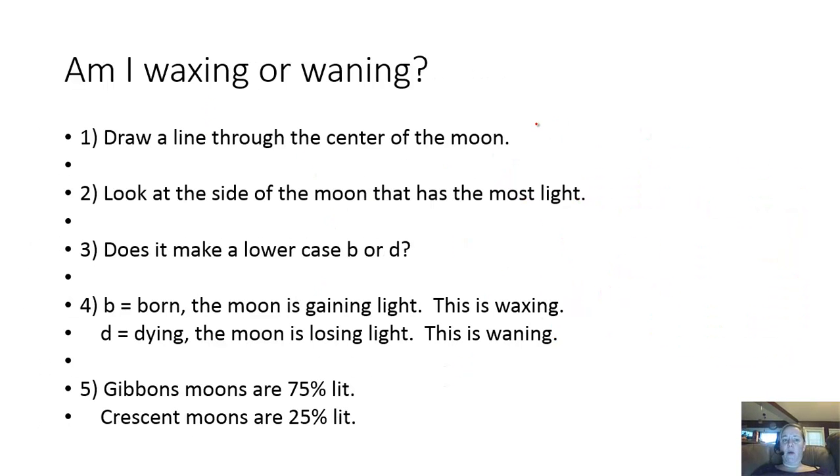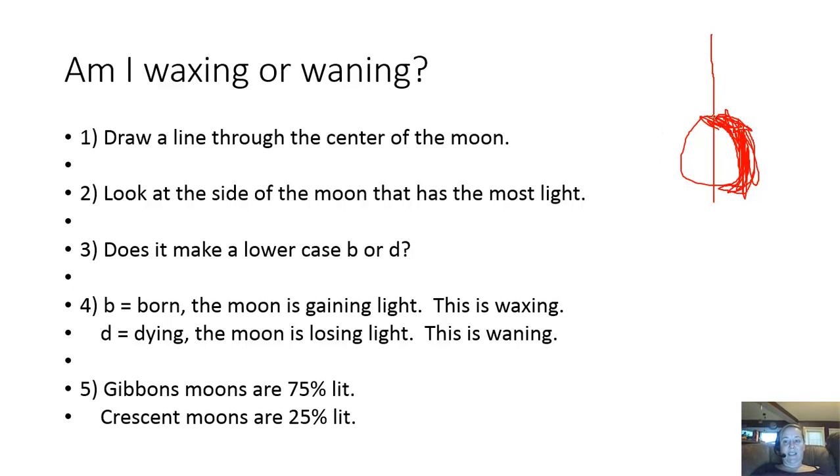Okay, so how do I know if I'm waxing or waning? What if they just give me a picture of a moon and it looks like this? And bear with me here because my mouse does not make for the best art, but you get the idea of this moon, and this side's darker. Now, the first thing I'm going to do is draw a line through the center of the moon.